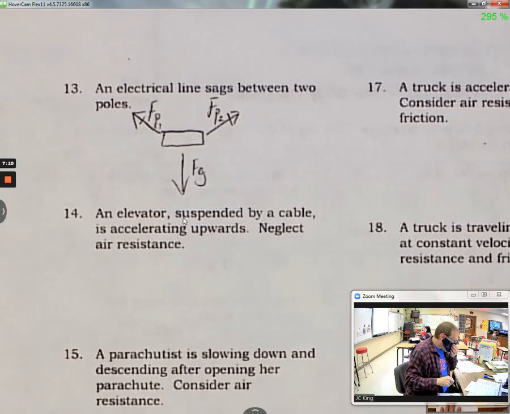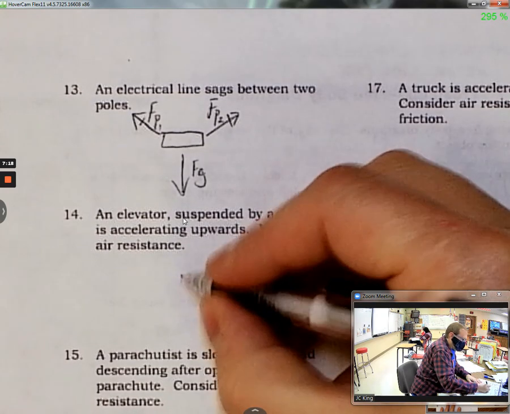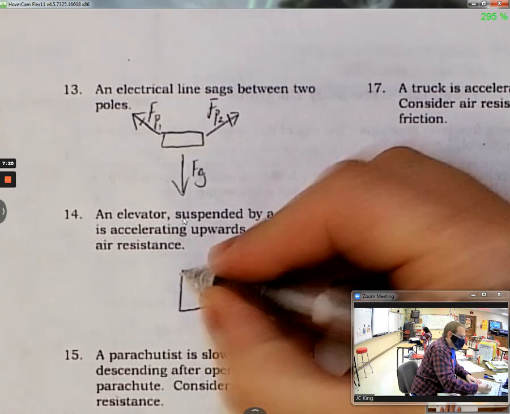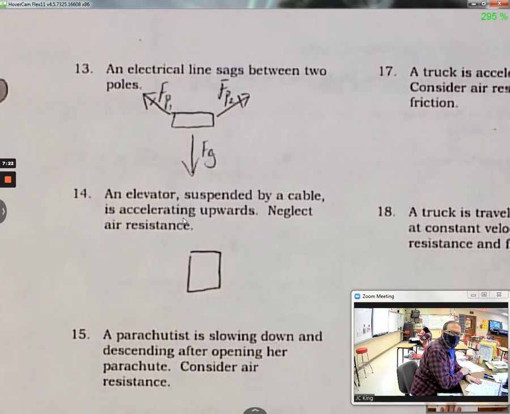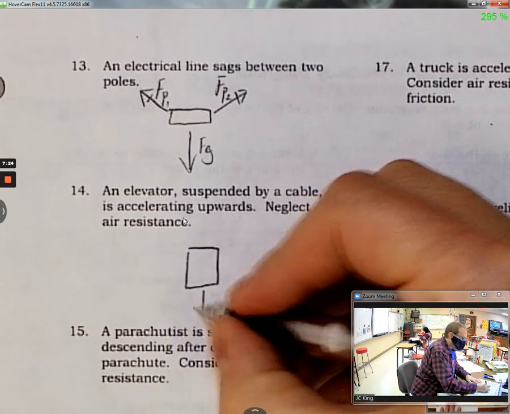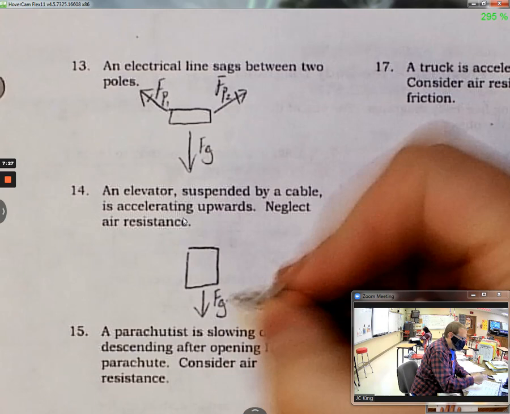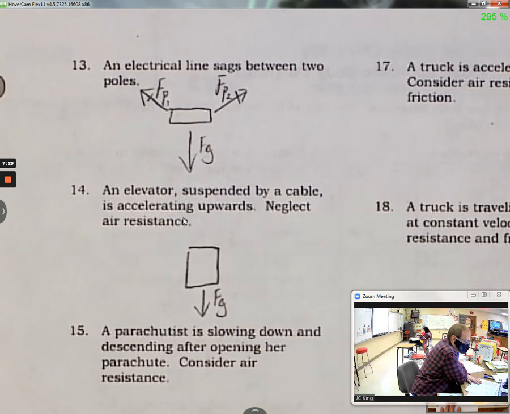All right. How about y'all tell me what to do on 14? Expertly drawn elevator. Okay, force of the cable. Okay, going up.